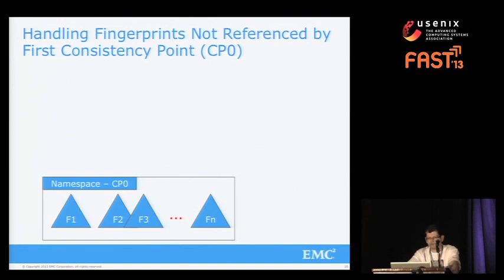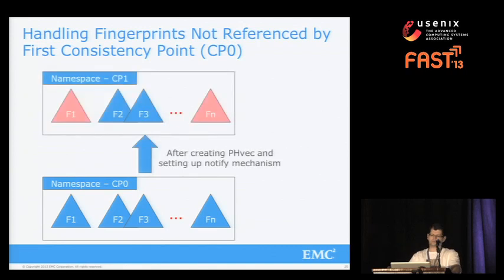So the second problem, the way we handle it is, let's say that we have taken the first consistency point or the checkpoint of the file system. So we go and take a second consistency point. And when we take this consistency point, this is not an atomic operation. You may have multiple files being written to in your file system, and you need to flush each one of them out before the consistency point is taken.